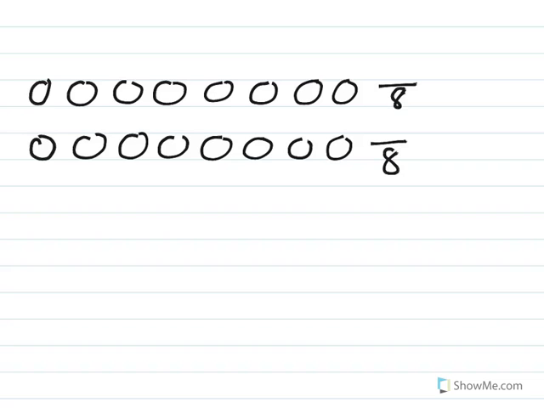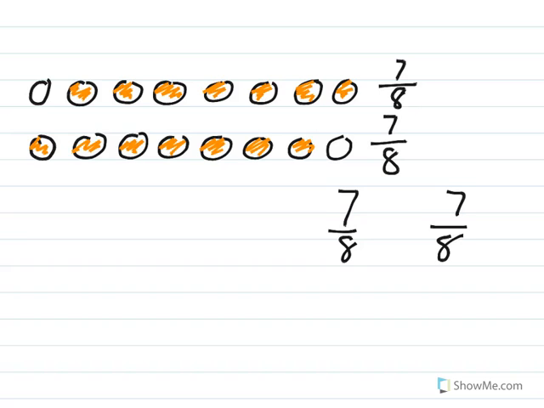Now I'm going to color 7. I'm going to shade in 7 of these pieces for my first fraction. That gives me 7/8. I'm going to shade in 7 of these. That gives me 7/8. So now we're comparing 7/8 and 7/8. Of course, just by looking at the picture and by looking at my fractions here, I can tell that these are equal. 7/8 is equal to 7/8.